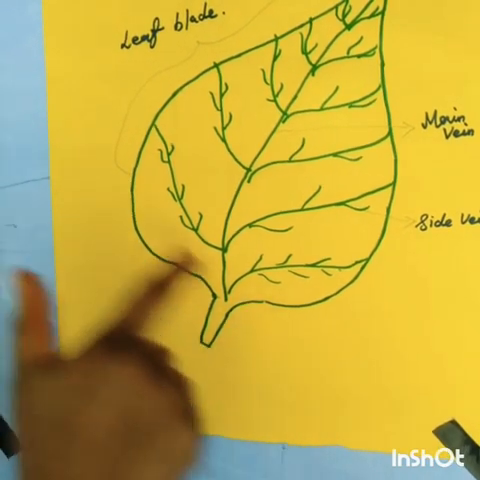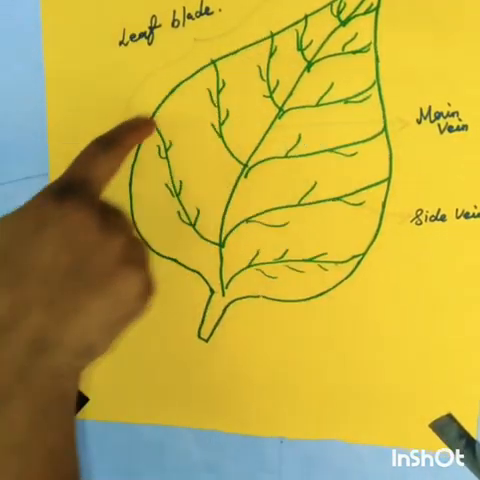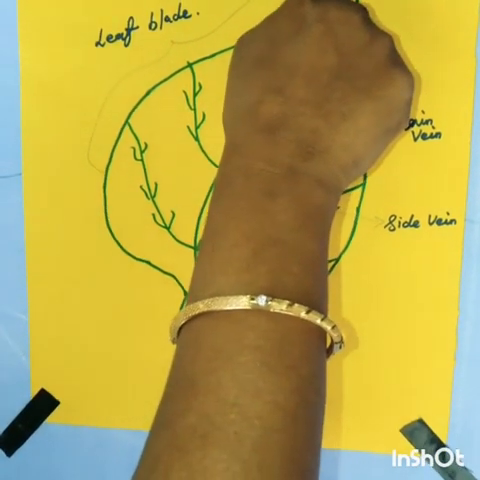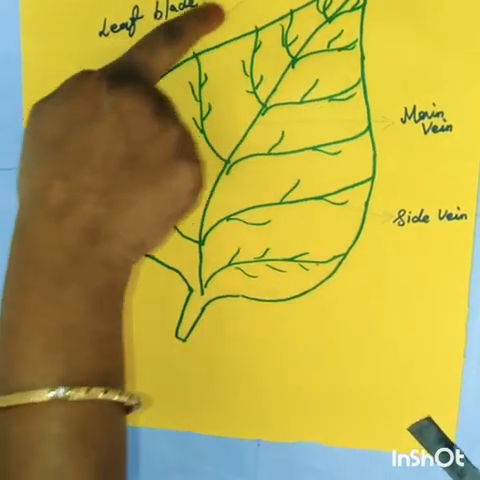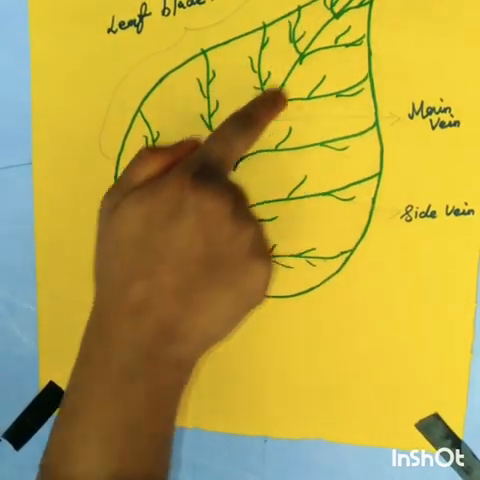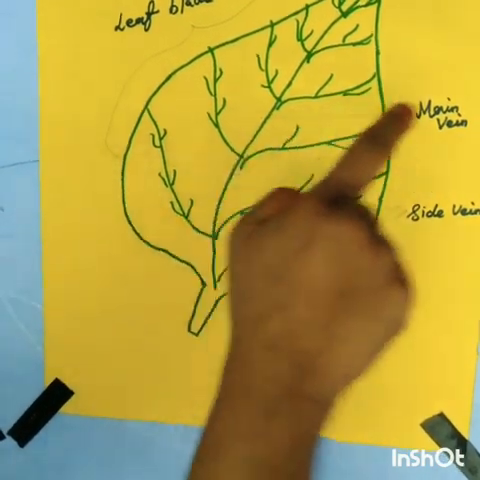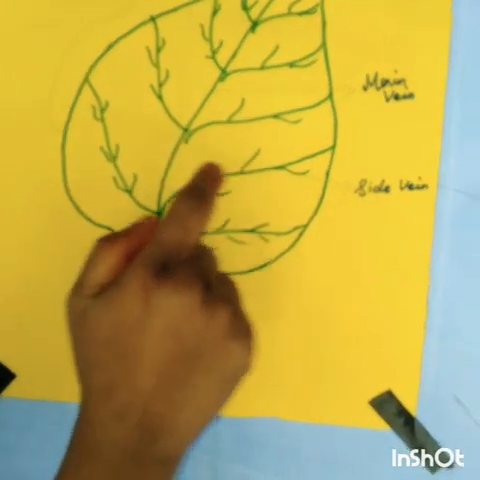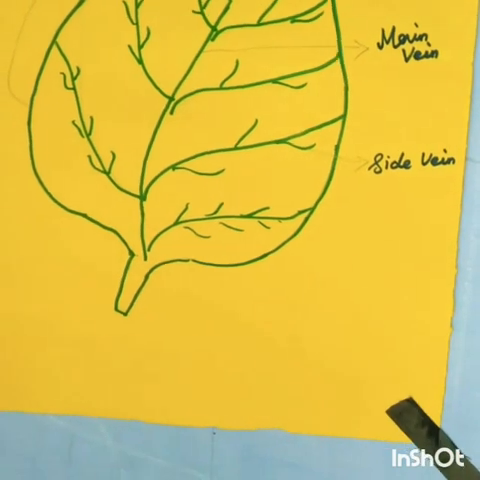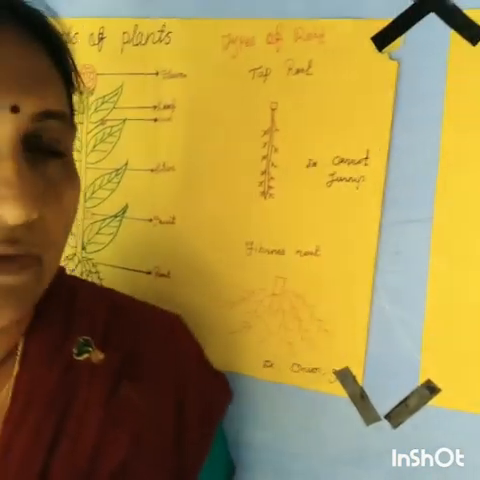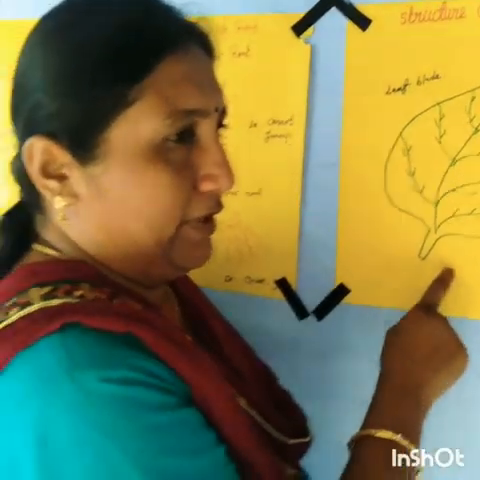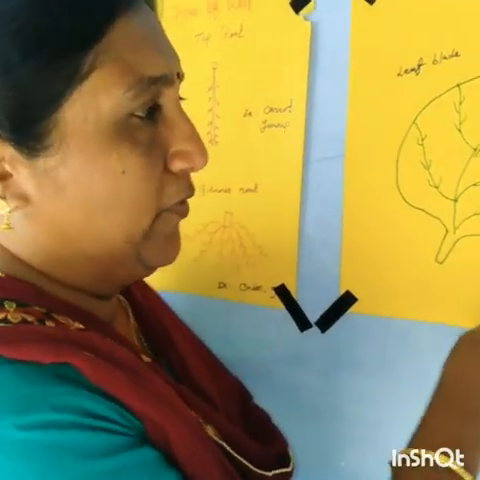Okay, all of you see the picture. This is the structure of the leaf. Every leaf has one flat and broad body. That is called leaf blade. Leaves have a center vein. That is called main vein. After that, there are smaller side veins. Okay, next, what are the functions of the leaf? Plants use the leaves to prepare the food.